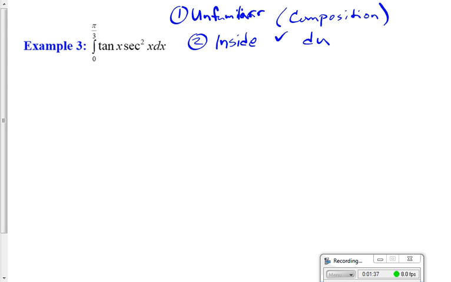Right? So, for example 3, we're going to deal with the bounds of integration in just a moment, because that provides a little bit of a challenge for us, because we're changing variables. We're changing x's to u's. So that's going to come into play in just a moment. But first, let's look at the function we want to anti-differentiate. It's tan x secant squared x. Is there an obvious choice for u?